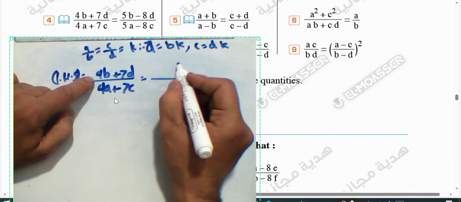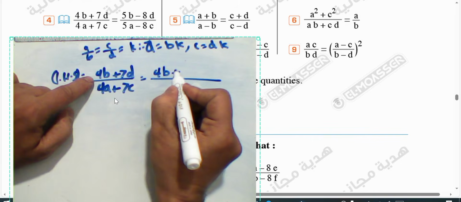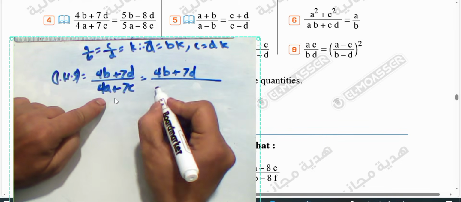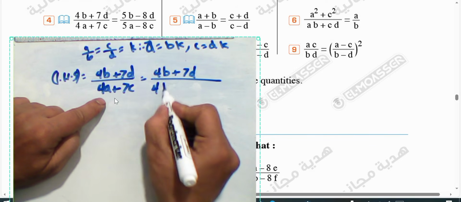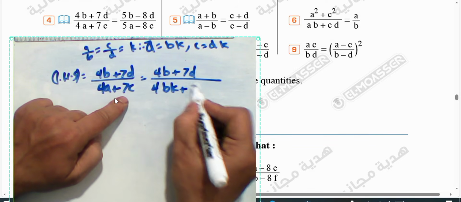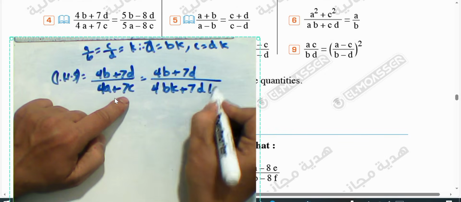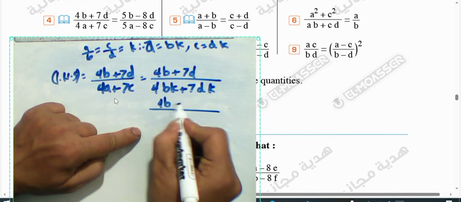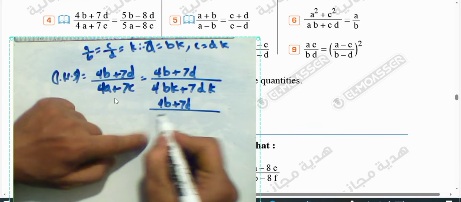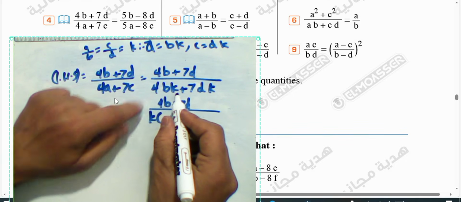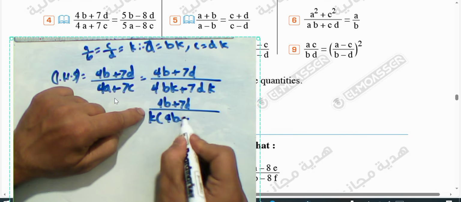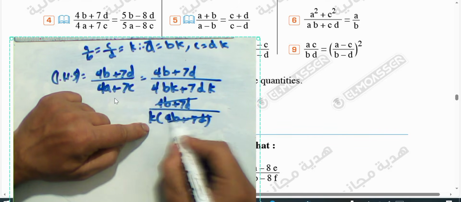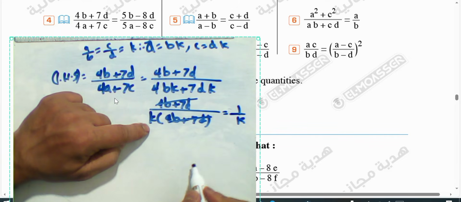4 times B plus 7 times D, over 4 times A, which was BK, plus 7 times C, which equals DK. We can write K as a cofactor: (4B plus 7D) over K. 4BK divided by K equals 4B, plus 7DK divided by K equals 7D. You can simplify, and the result will be 1 over K.